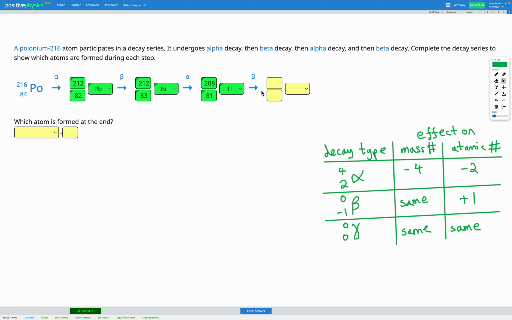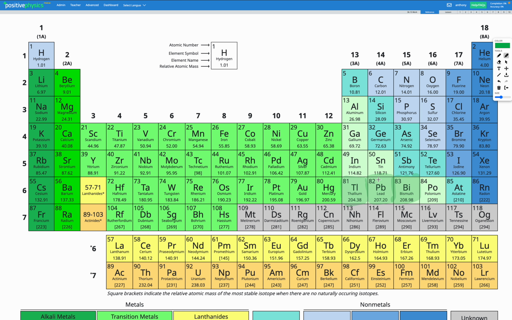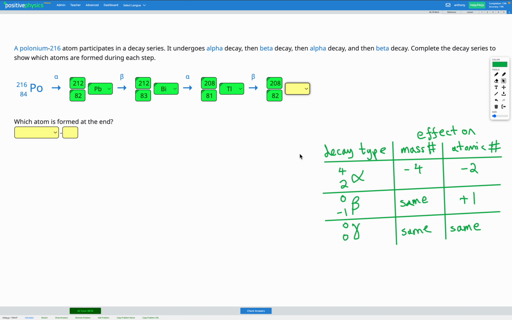Finally, we have another beta decay. So our mass number stays the same. It's still going to be 208. Our atomic number adds 1, and that's going to be 82. So heading back to our reference sheet again, 82 we already saw is lead, Pb. Awesome. So we know we ended up with lead, the symbol Pb, and we know our atomic mass was 208, which is what goes after the name here.